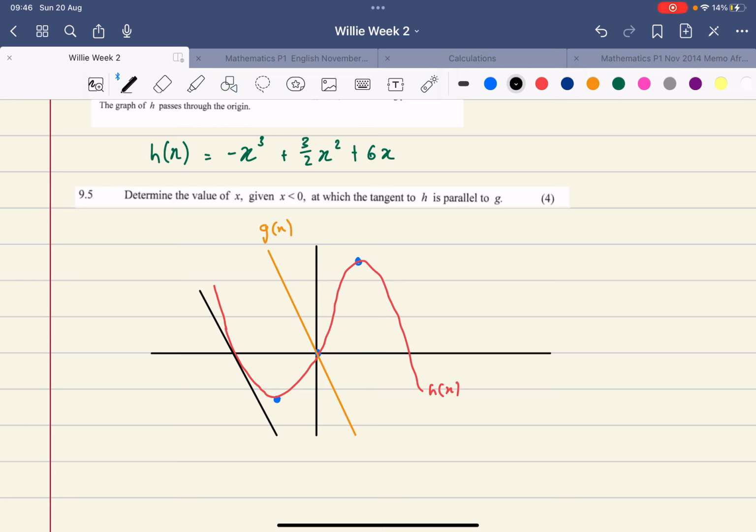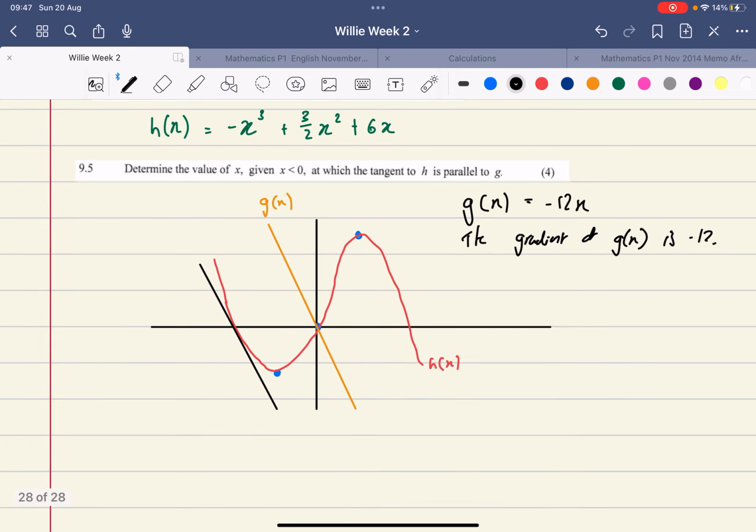Well, if we look at g of x equal to minus 12x, it's just a simple straight line. So we know that the gradient of g of x is minus 12. So this question basically boils down to finding a tangent line whose gradient is negative 12, and we need to find at which x value that occurs. So how do we do that?